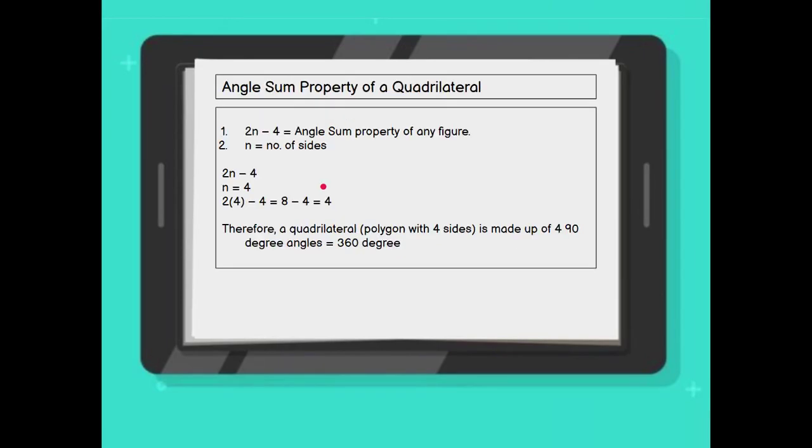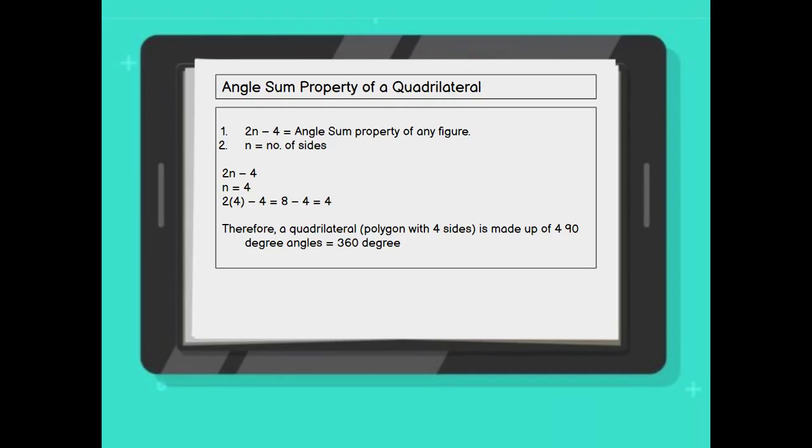Coming to the angle sum property of a quadrilateral. Angle sum property of any polygon is 2n minus 4 right angles, where n is the number of sides. Let's try this. So we are proving for quadrilateral. Quadrilateral means having 4 sides. Quadri, 4, lateral, sides. So therefore, n will become 4.